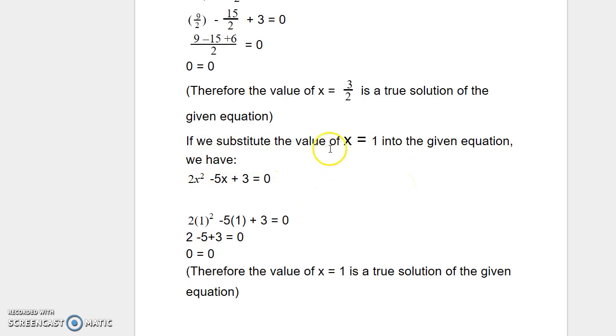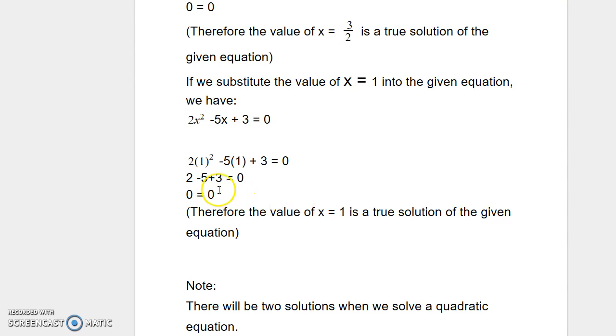So the second solution we have is x equals 1. Let us substitute the value of x equal to 1 into the given equation and see whether that satisfies the equation or not. So the given equation we have is 2x squared minus 5x plus 3 is equal to 0. The value of x is 1. So 2 times 1 to the power of 2 minus 5 times 1 plus 3 is equal to 0. So we'll simplify it some more. 1 raised to the power of 2 is 1. So 2 times 1 is 2. Therefore, we just wrote the 2 there. Minus 5 times 1 is 5, plus 3 is equal to 0.